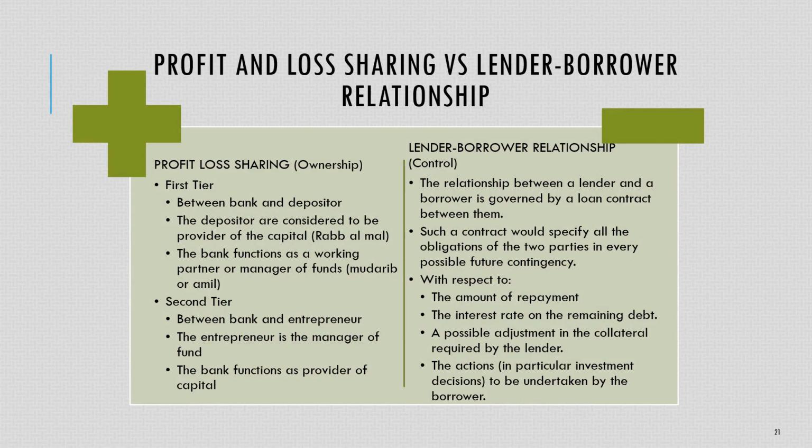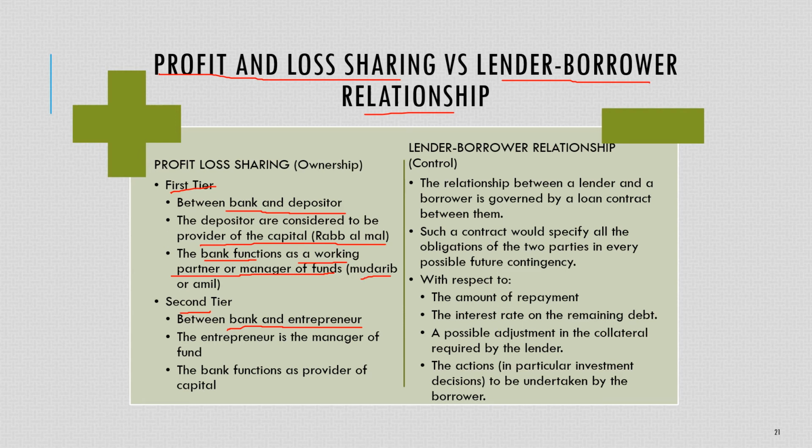Okay, so there is a profit and loss sharing versus lender-borrower relationship. So profit loss sharing ownership, there are two tiers. The first tier is between bank and depositors. For the second tier, bank and entrepreneur. So the depositors are considered to be the provider of the capital, Rab al-Mal, and the bank functions as a working partner or manager of fund, mudarib or amil.